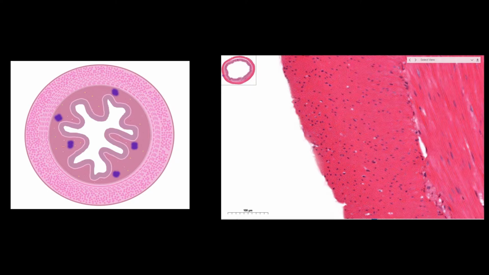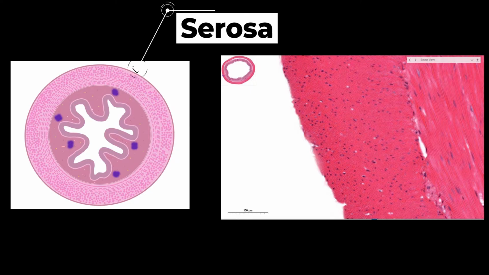The outermost layer is called serosa. It is a very thin layer which is a part of mesothelium. It is mainly protective and supportive in function.